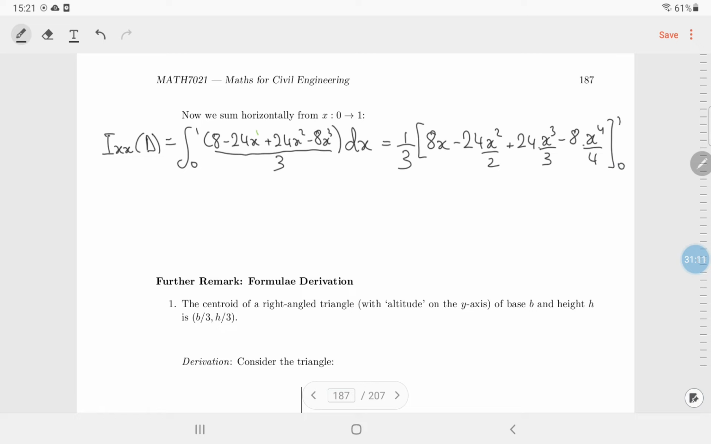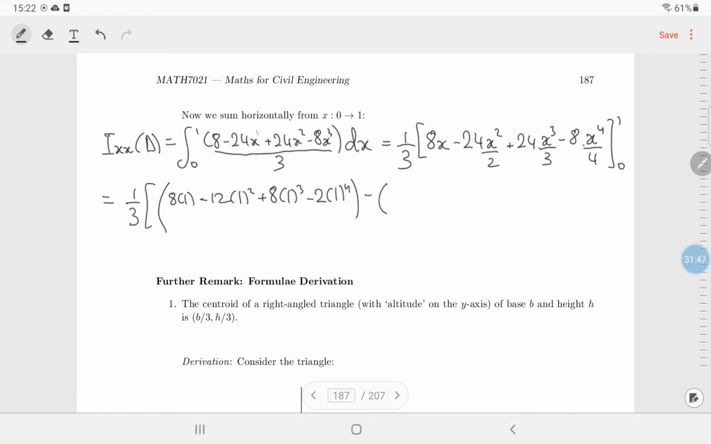So we're going to substitute in the top limit minus substitute in the bottom limit. So we get 1/3 times, substitute in x equal to 1: 8 by 1. Now I'm going to do the minus 24 divided by 2 is minus 12, kind of thing you should be familiar with. Remember, lots of stuff like that in the beams. Times x squared is 1 squared. Plus 24 over 3 is 8, times x cubed is 1 cubed. Minus 8 over 4 is 2, times x to the 4, which is 1 to the 4.